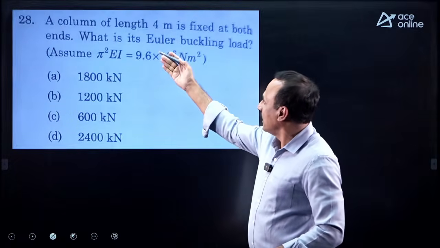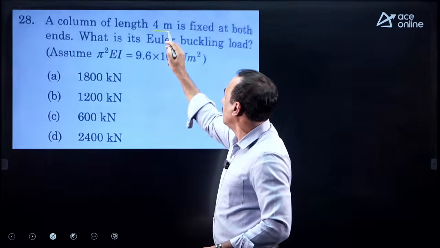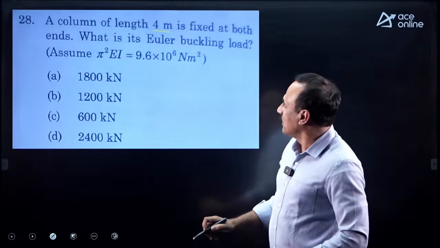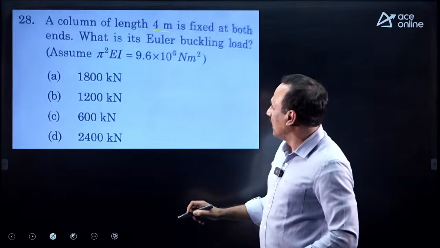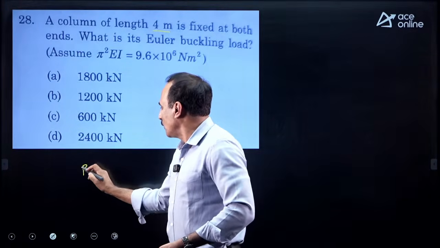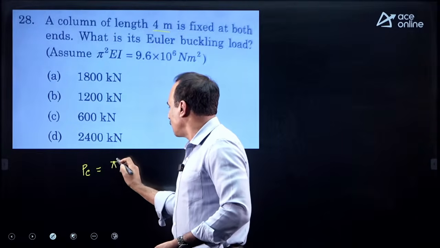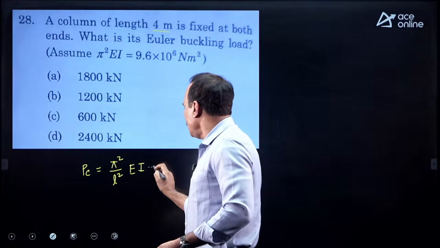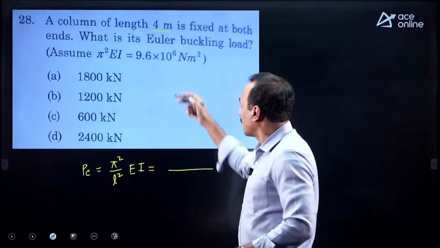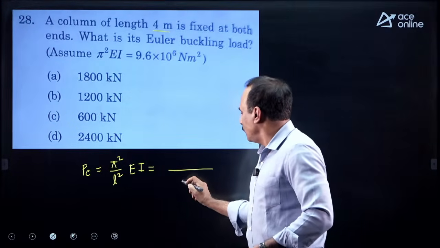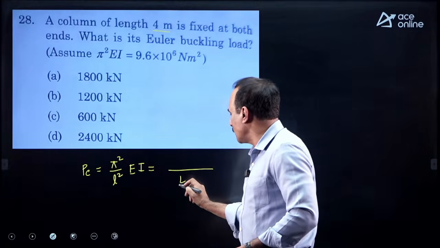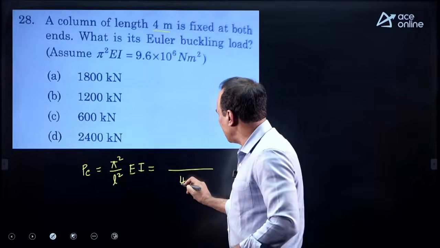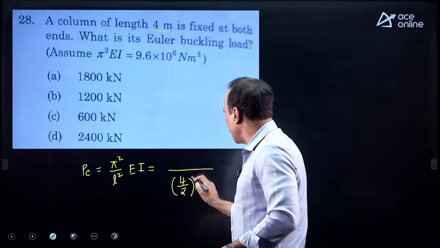Now, coming to the strength of material, numerical questions are there. Look at this question: a column of actual length 4 meter, fixed at both ends. What is the Euler's buckling load? Euler's buckling load is given by pi square by L square into EI. L is the effective length, for a column fixed at both ends effective length is equal to actual length by 2. Actual length is 4 meter, so 4 by 2 whole square.